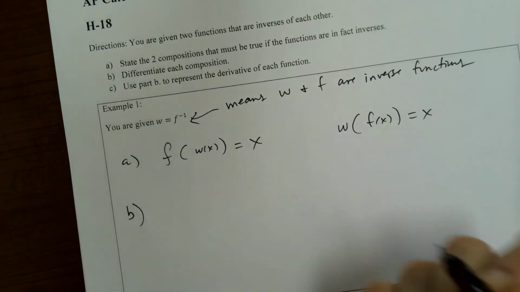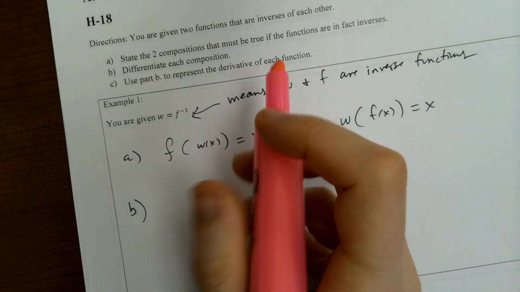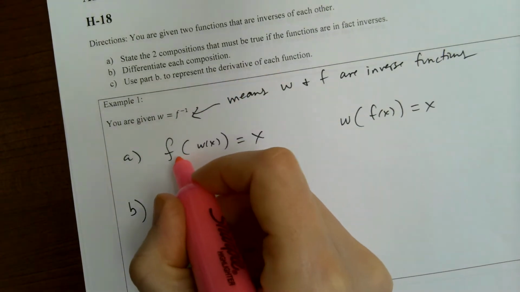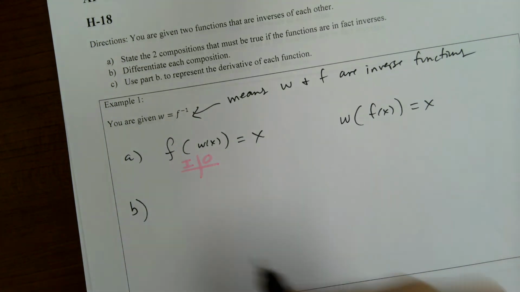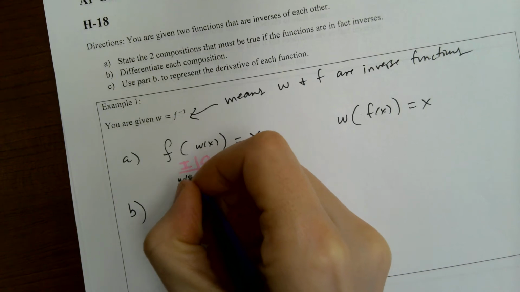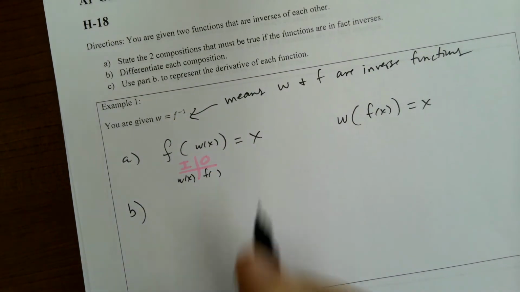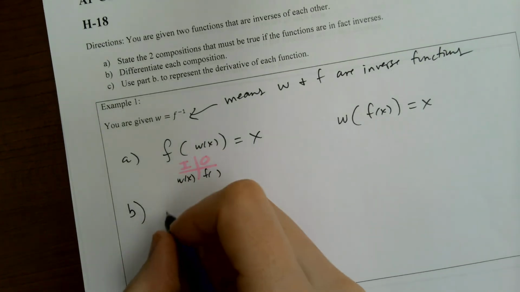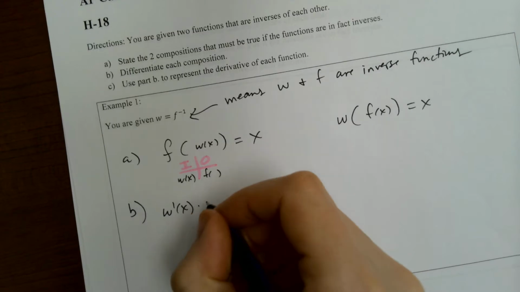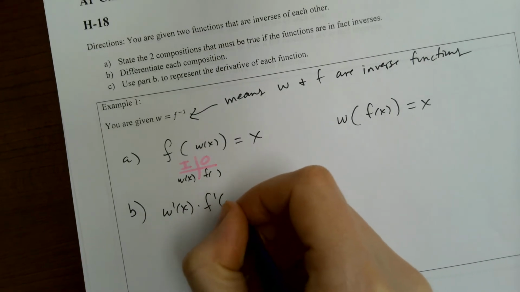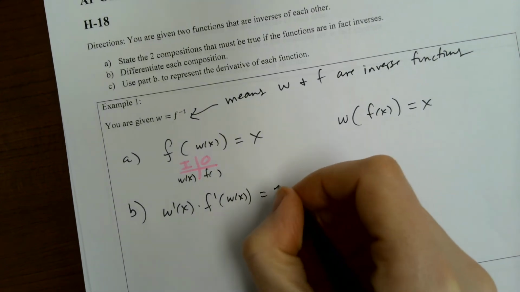So part B. Guys, notice I'm going to need chain rule here. So the inside is W, the outside is f of blank. So when we do the derivative of this left side, we get W prime of x times f prime of W of x equals the derivative of x, which is 1.